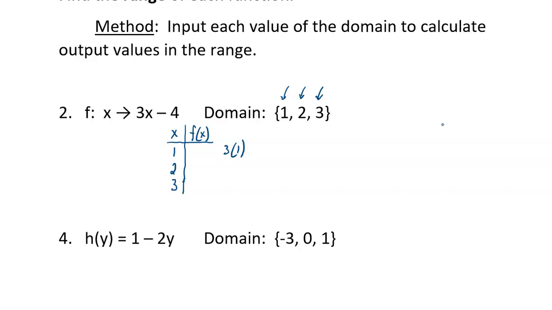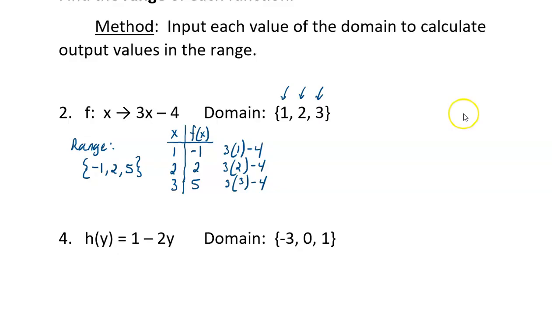3 times 1 minus 4. This is 3 minus 4, which is negative 1. 3 times 2 minus 4. This is 6 minus 4, which is 2. 3 times 3 minus 4. This is 9 minus 4, which is 5. Those 3 outputs are the range. So the range is the list of outputs: negative 1, 2, and 5.